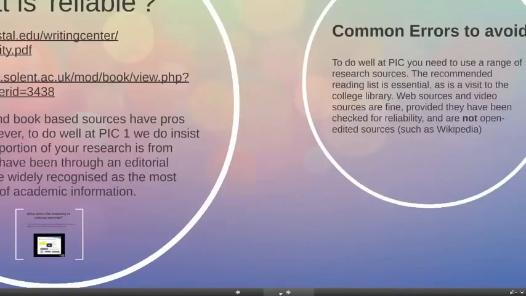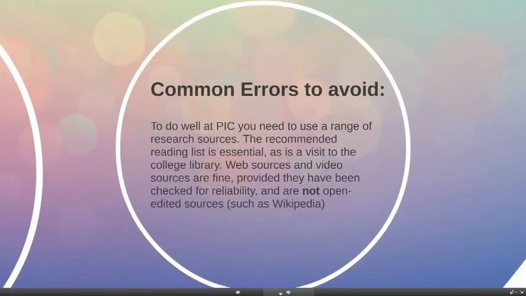So what we're looking for is for you to use a range of research sources. If you've been given a recommended reading list, you must read from that. And we heartily recommend a visit to the college library, which is absolutely excellent and provides a fantastic range of sources. Web and video sources are fine, but you need to check them for reliability, and what is not fine is the use of open edited sources such as Wikipedia. So please avoid using Wikipedia as a quoted source on your Pick assignments.